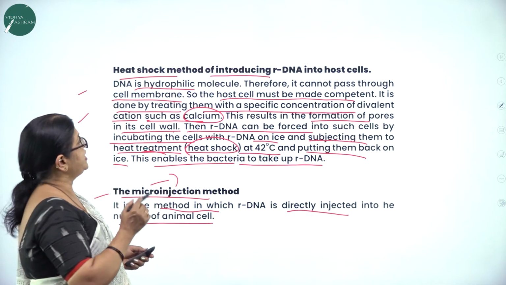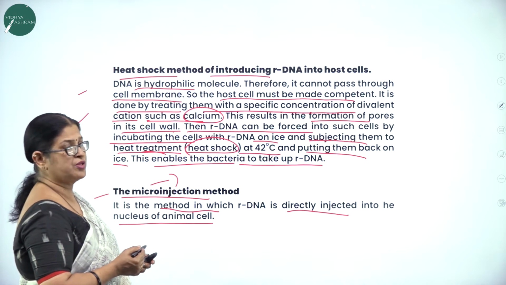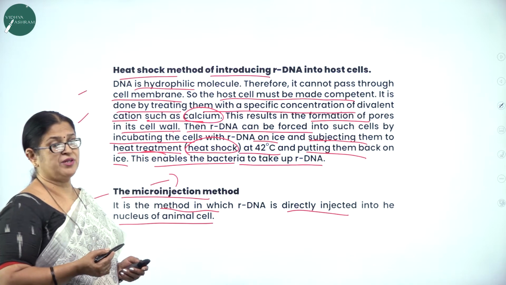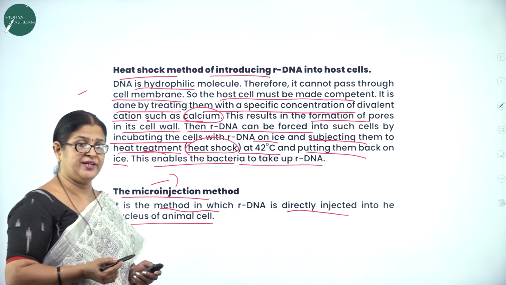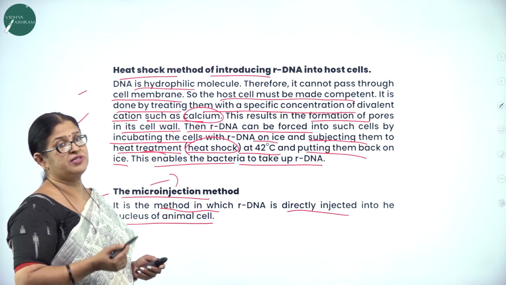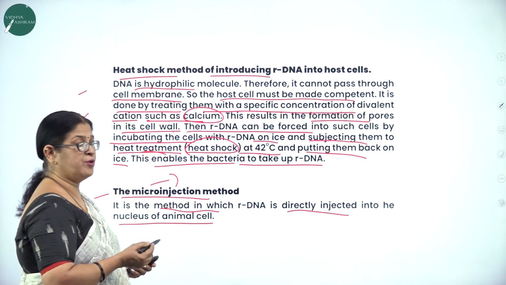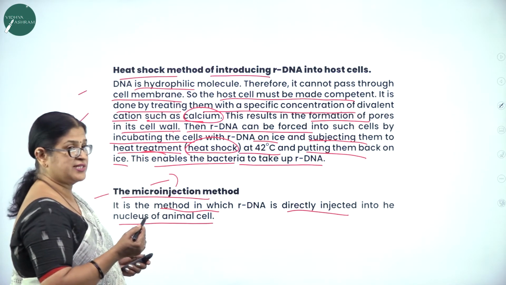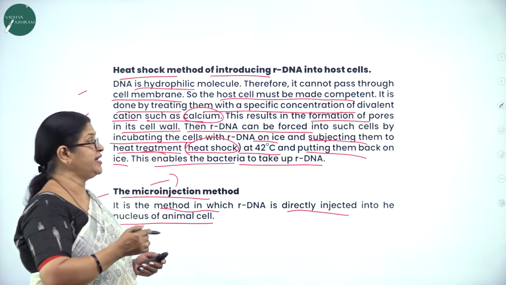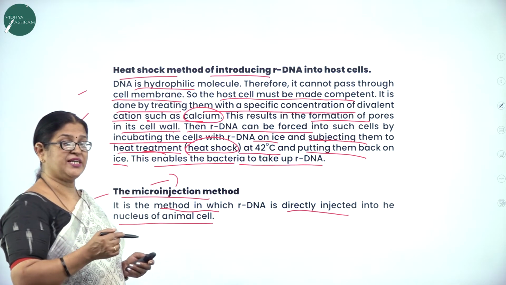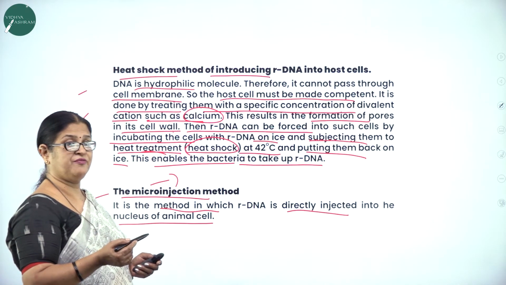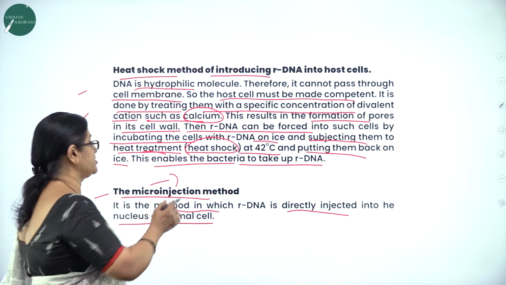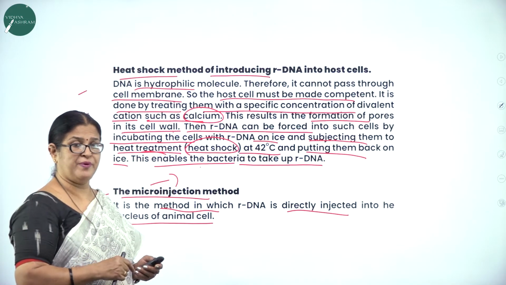So what is heat shock method of introducing rDNA into the host cell? DNA is hydrophilic molecule, therefore it cannot pass through the cell membrane. So then it is treated with divalent cations like calcium, which results in the process of formation of pores in the cell wall. So then the rDNA can be forced into such cells by incubating the cells with rDNA first on ice and then subjecting them to heat treatment, heat shock method for of what degree? 42 degree centigrade, and putting them back in the ice. So this enables the bacteria to take up rDNA.